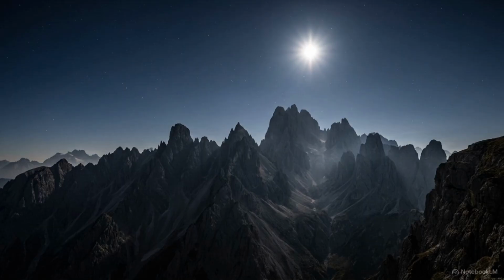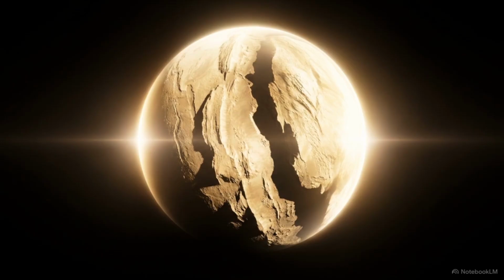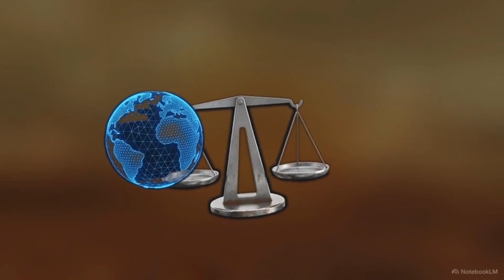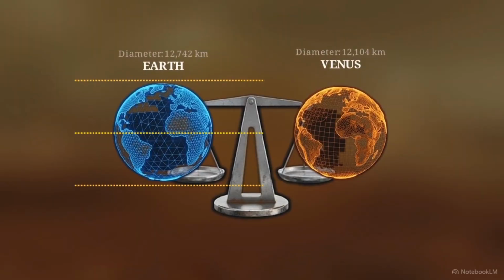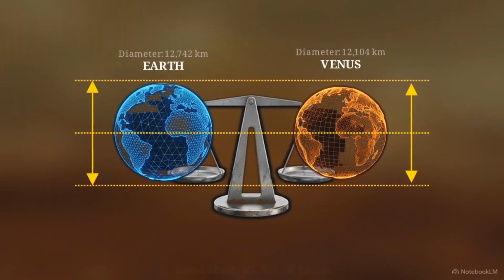Look up at the night sky, and you might spot a brilliant, unwavering point of light. From millions of miles away, it appears tranquil, a serene beacon suspended in the cold vacuum of space. If you were to place it on a cosmic scale, this world would perfectly balance our own. It measures nearly identical to Earth in both sheer physical diameter and total mass.